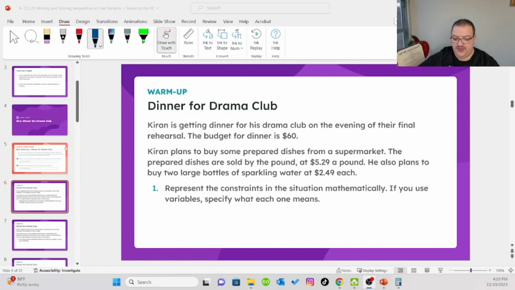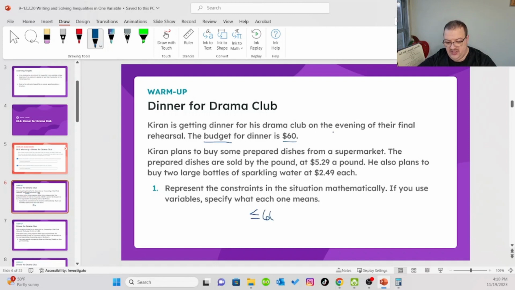So as we go through this, the first thing we're going to notice is the budget. And the budget is $60. Anytime you see the word budget, that is your maximum threshold. You can spend less than your budget. You can spend exactly your budget. You just cannot spend more than your budget. So we already know this is going to be less than or equal to 60.